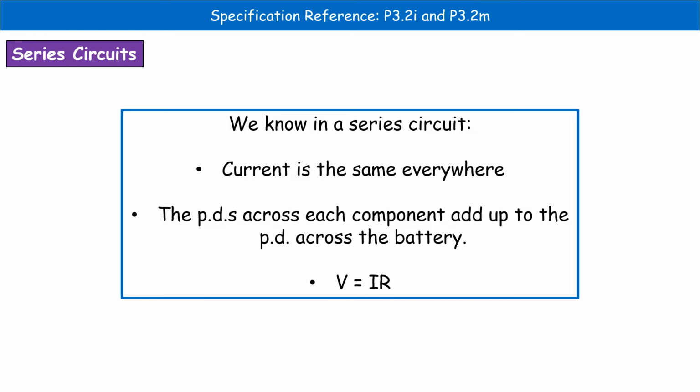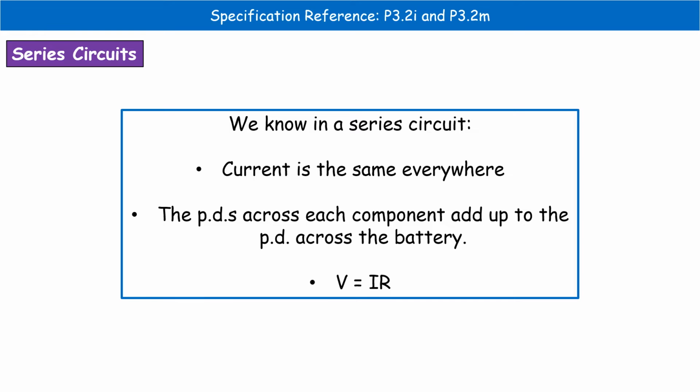What we are then going to come on to are potential calculations that we could be asked to do as far as different circuits are concerned. And in order to do this successfully, we need to remember some basic facts. First thing, for a series circuit, the current is the same everywhere. The potential differences across each component add up to the potential difference across the battery. And our old calculation, V equals IR, which, okay, you don't have to remember it, you just need to remember it's on the formula sheet this year.